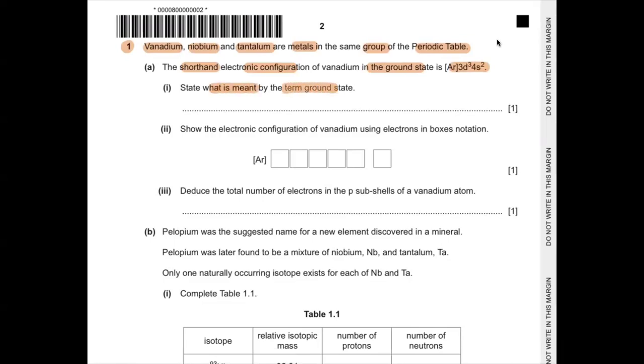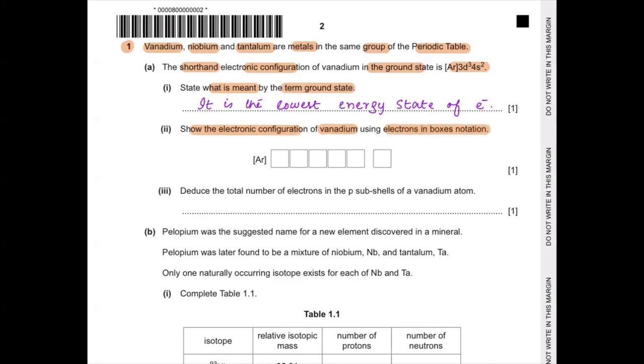What is meant by the term ground state? If they ask you about the ground state, it is the state in which the electrons are at the lowest energy. So you are going to write that it is the lowest energy state of electrons.